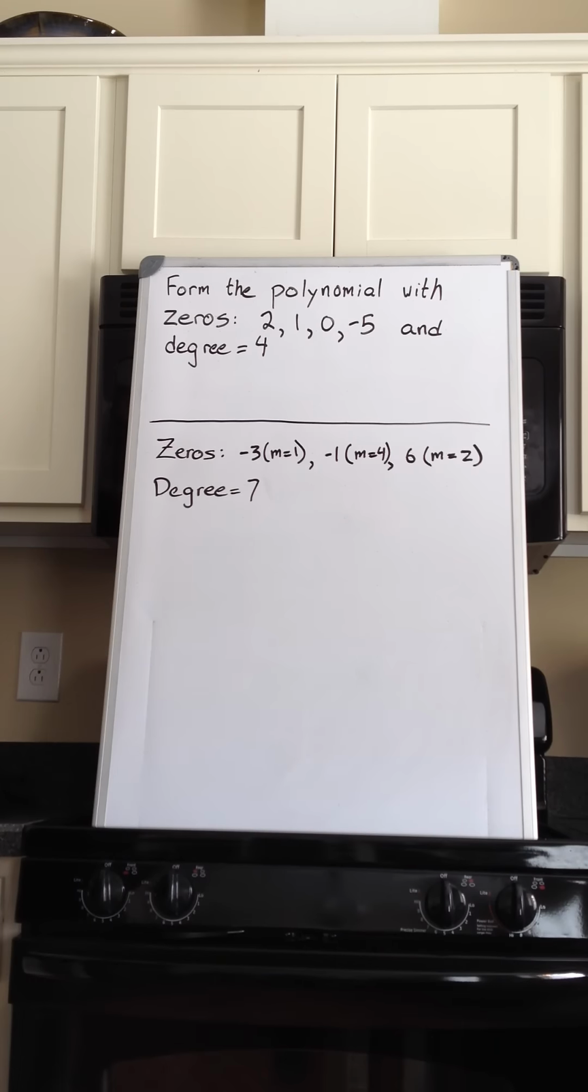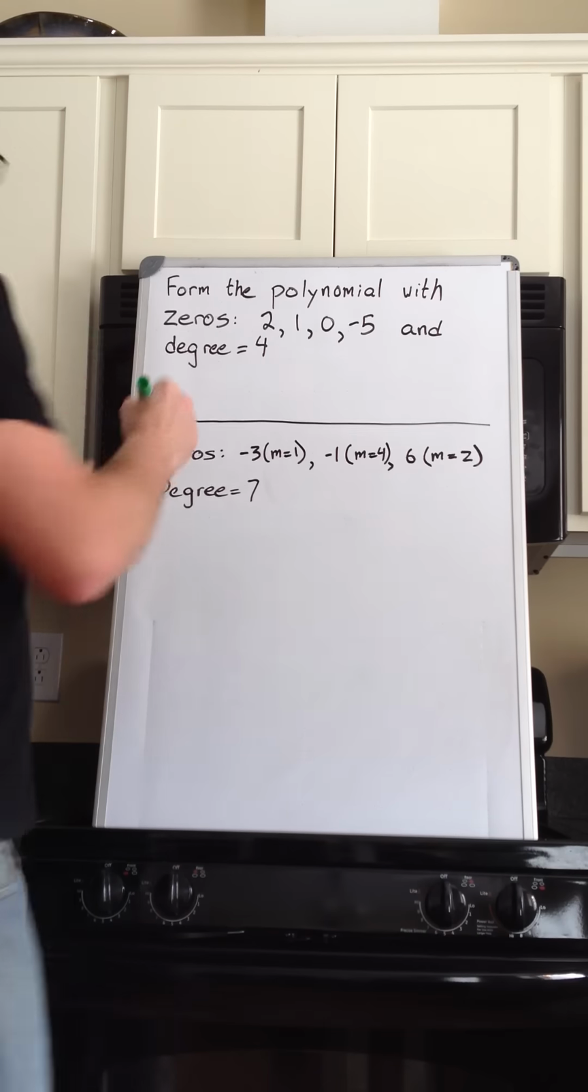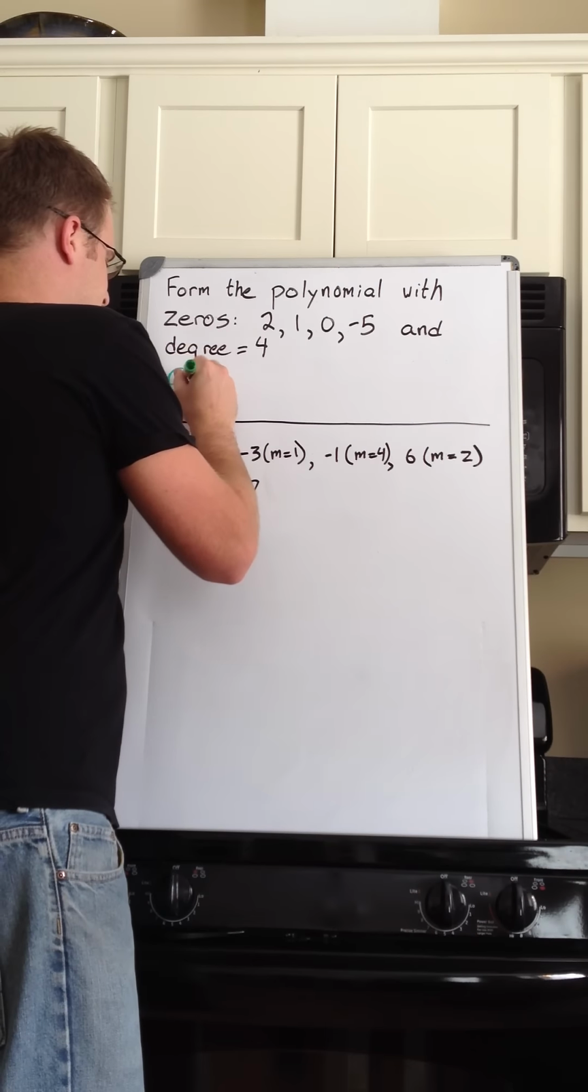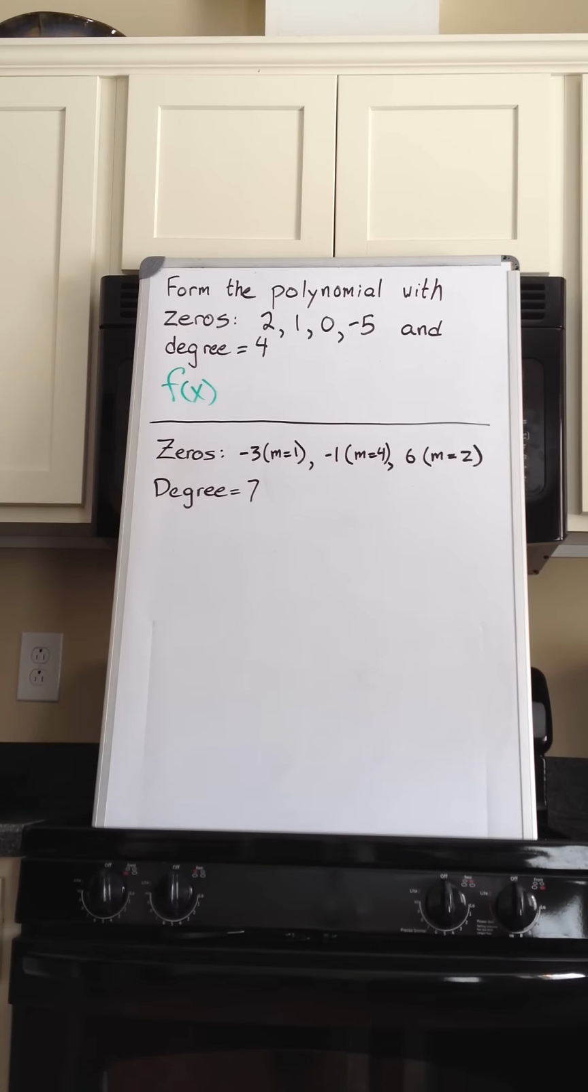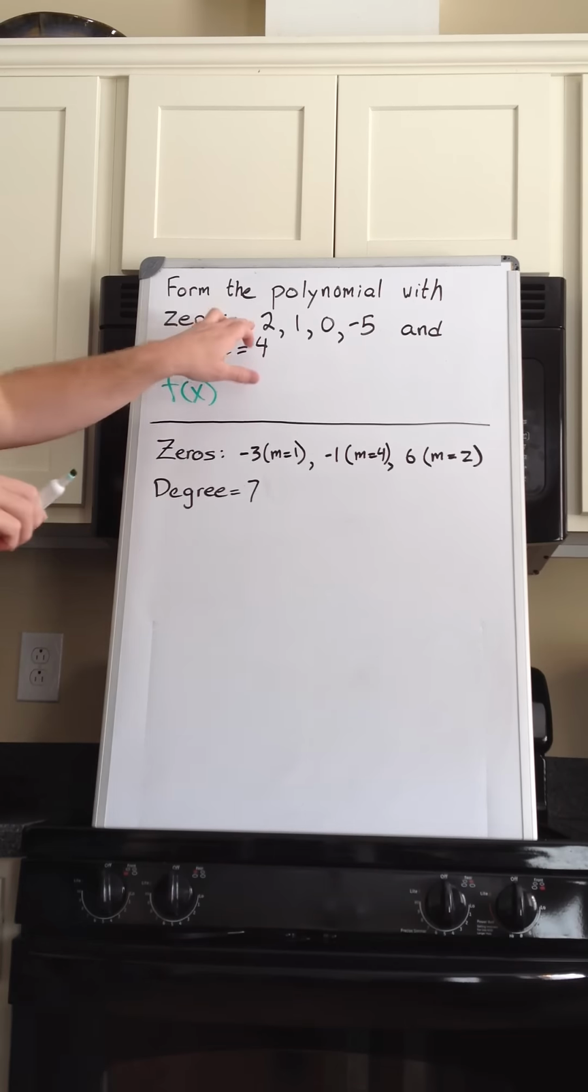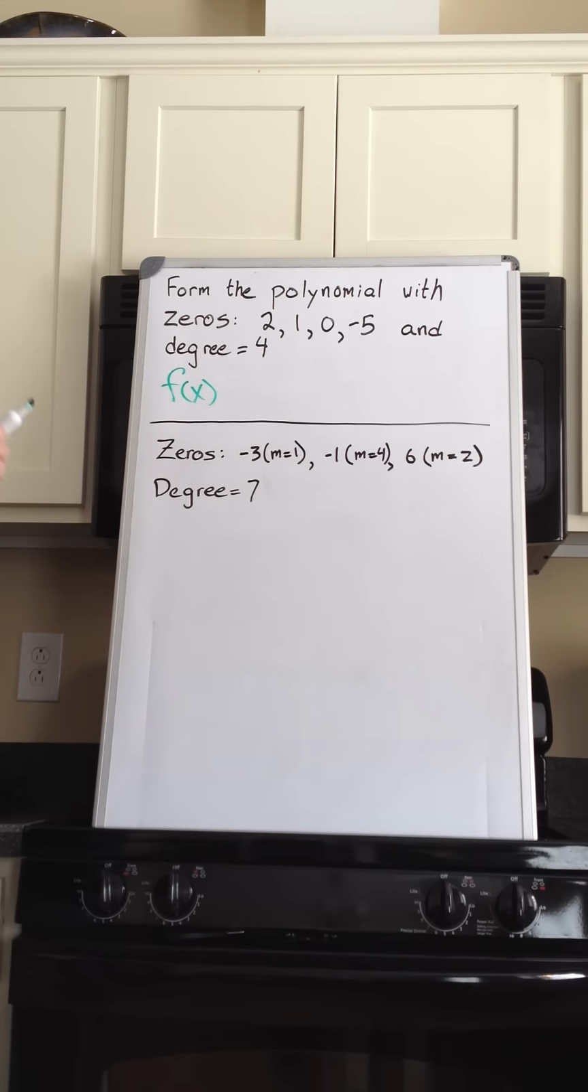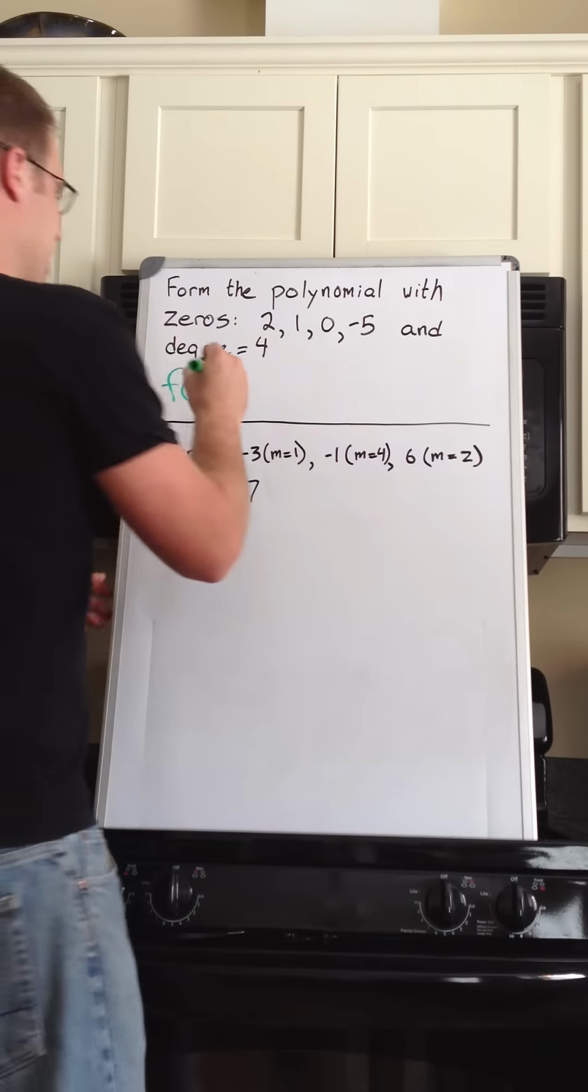Form the polynomial with zeros 2, 1, 0, and negative 5 and degree 4. So we know what the zeros are, and from the theorem about real zeros, we know that if there is a 0 at r, then x minus r is a factor of the polynomial.